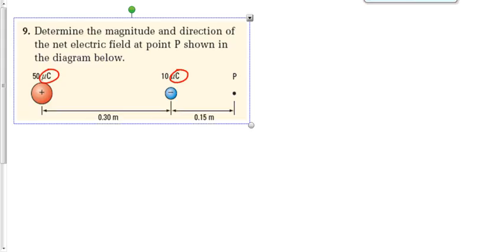What was the last one, 10 to the 5? This one's going to be probably in the same range. The field caused by number 1 is to the right. The field caused by number 2 is to the left. Now, which one's bigger? I don't really know this time, because although this charge is quite a bit bigger, which would produce a bigger field, this distance is also quite a bit bigger, which would produce a smaller electric field.